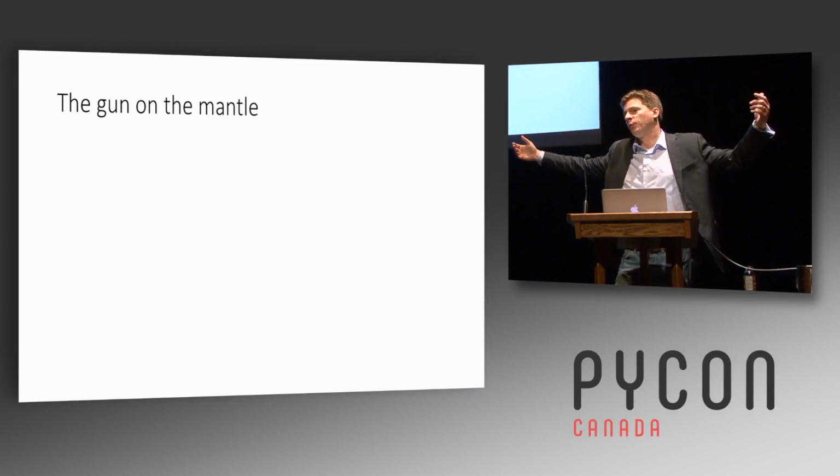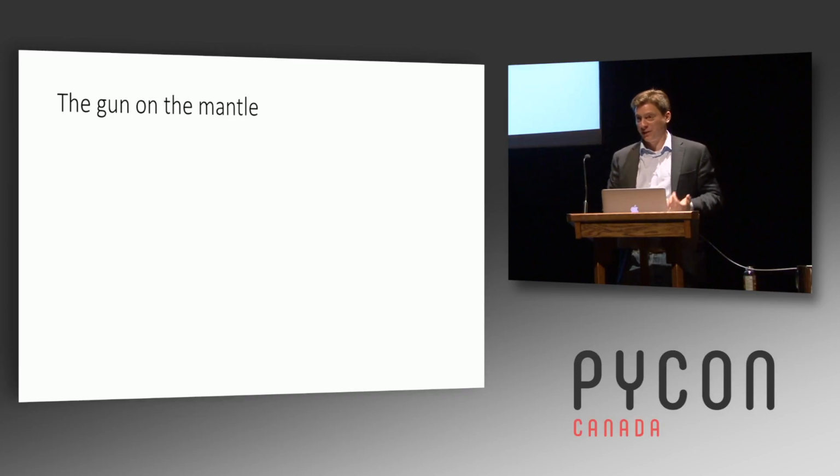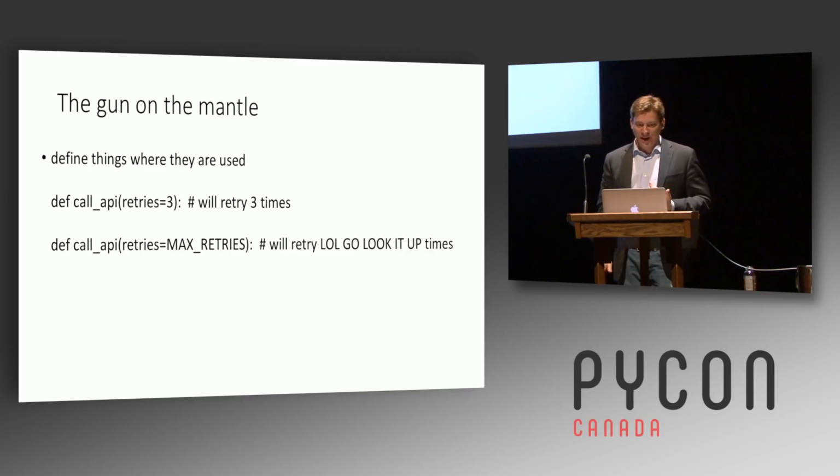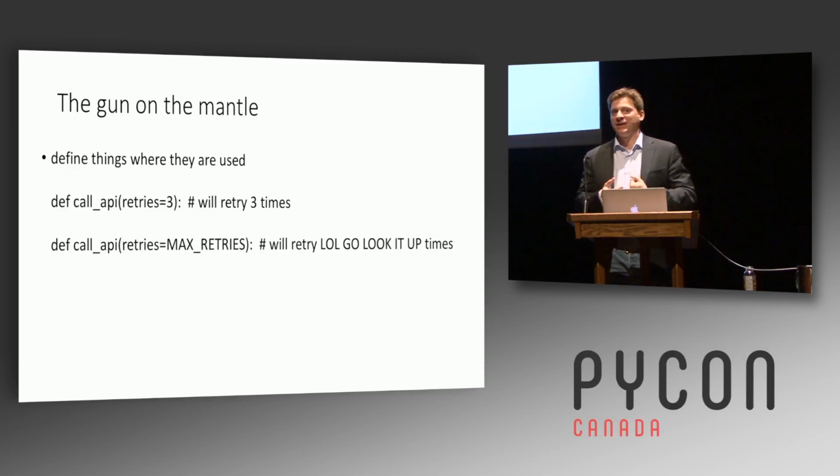This is absolutely not the thing you want when you're writing code. So if there's a gun on the mantle, it goes bang. So define things next to where they're used. This is the easiest way to make sure that things are actually used.